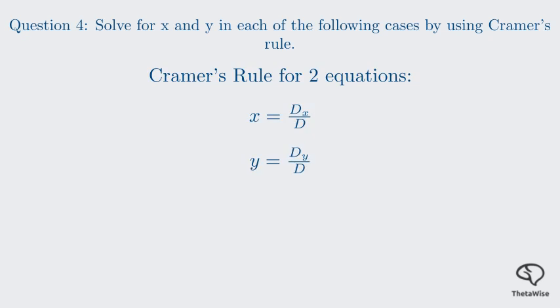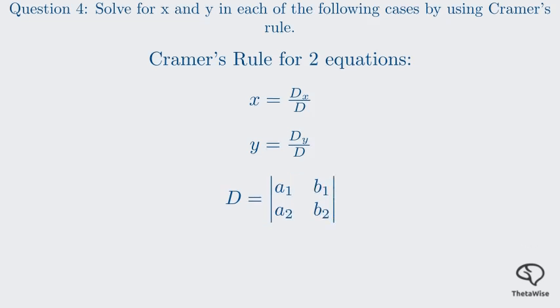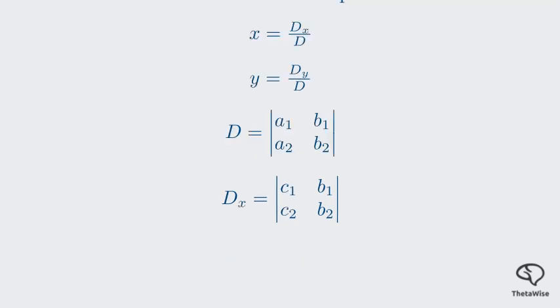D, the main determinant, is formed by the coefficients of x and y. D sub x is found by replacing the x coefficient column in D with the constant terms c sub 1 and c sub 2. Similarly, D sub y is found by replacing the y coefficient column in D with the constants. Let's apply this to question 4.1. The equations are 3x minus 3 equals negative 4y, and 6x equals negative 10y plus 7.